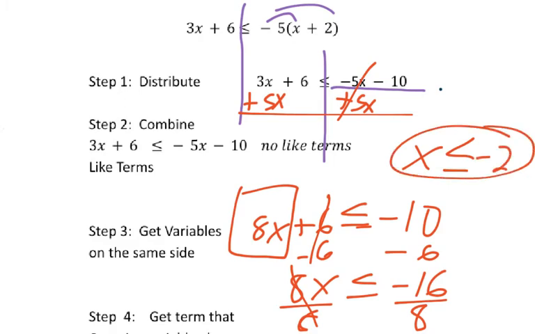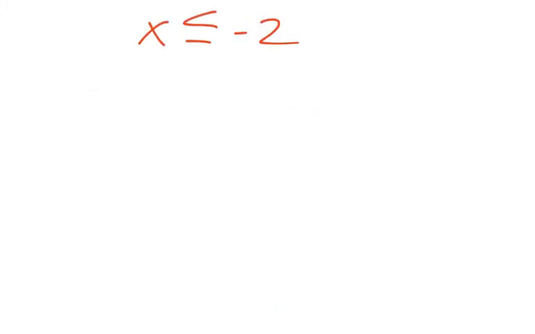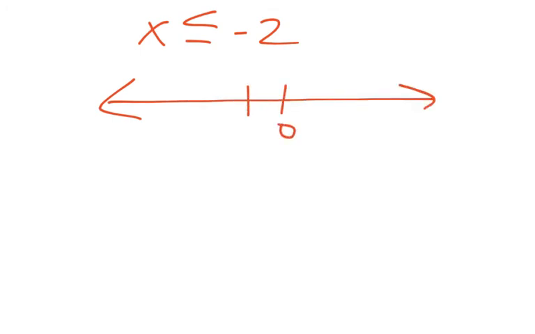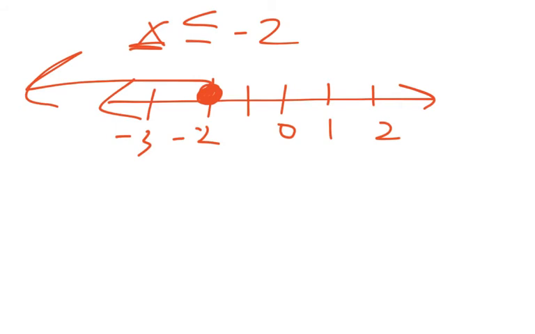And then we just have to graph our final answer. So our answer was x is less than or equal to negative 2. So we make a number line. Put a couple numbers on there so we show the viewer we know where it lies. It's going to be a closed circle on negative 2 because it includes negative 2. And since x is less than or equal to negative 2, we shade to the left: numbers smaller than negative 2 and also including negative 2.